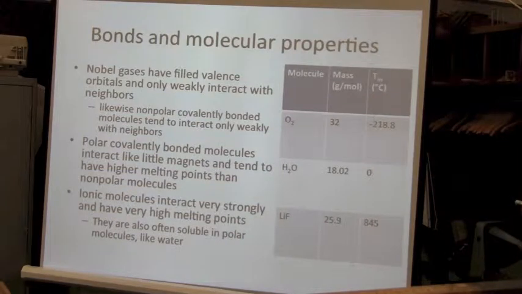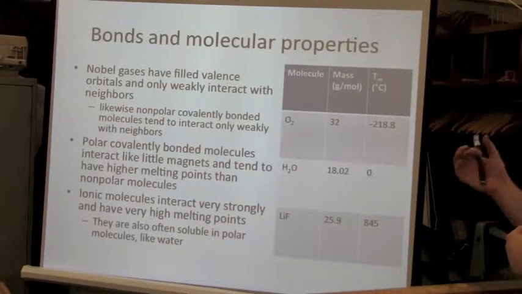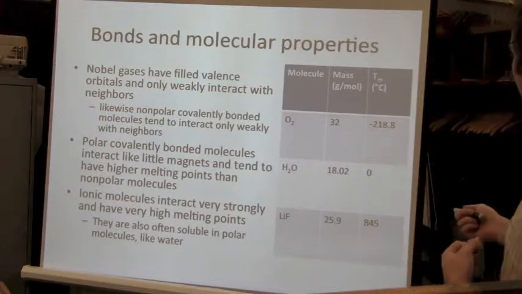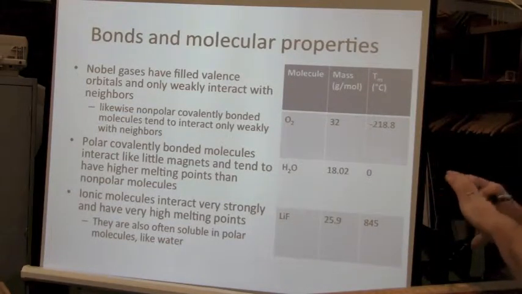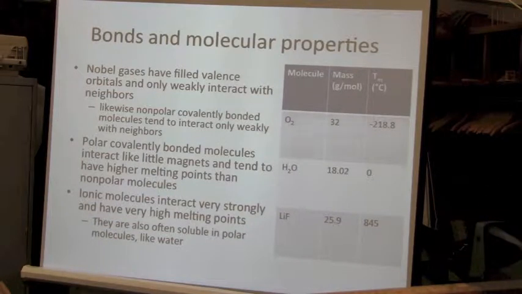And so if we look at three representative cases of these different situations, O2 is a very even sharing of electrons. It's a covalent bond. It has a very low melting point. Water is right in the middle of this polar covalent region. So it's going to be a polar covalent bond. So there's going to be a slight magnet that forms there. They're going to interact pretty strongly. And of course, the melting point of water is 0, so right around our daily interaction.